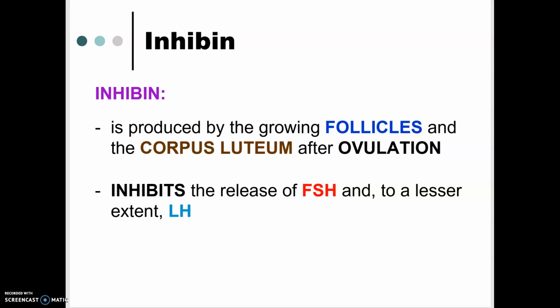Inhibin is another hormone that's produced by the corpus luteum. After ovulation occurs, the corpus luteum will start to produce inhibin, and inhibin inhibits, or stops, the release of FSH, follicle stimulating hormone, and to a lesser extent luteinizing hormone, or LH. So these hormones can have effects on each other as well as on different structures in the body.